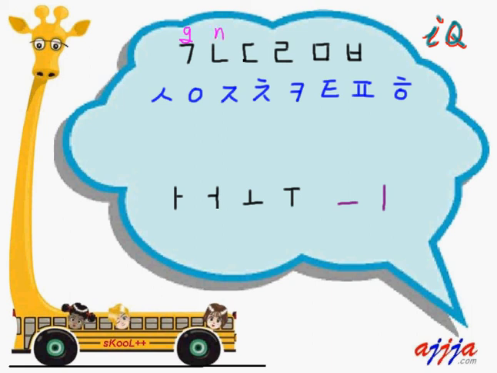N, T, R, M, B. What about this one? Like A, A, O, U, E. What about this one? E. That's it. Eight more consonants.